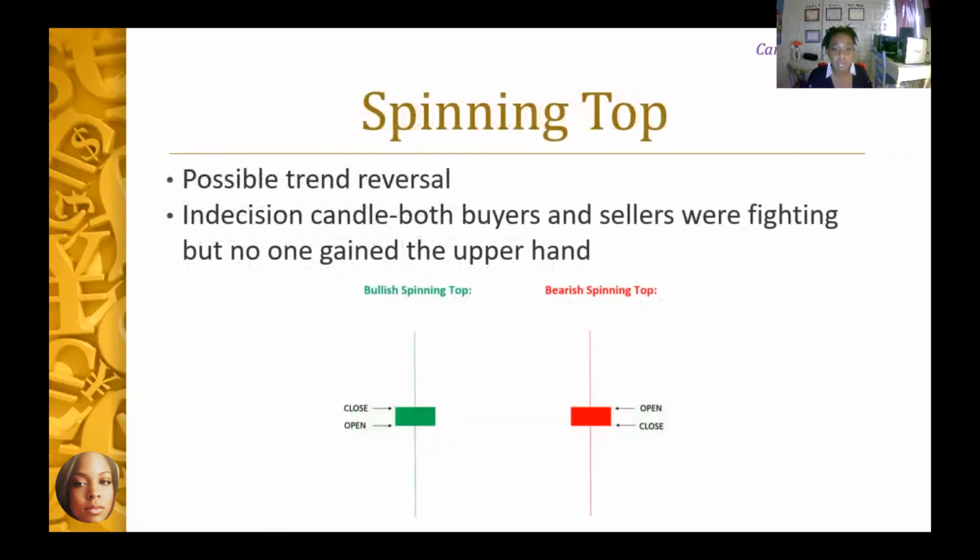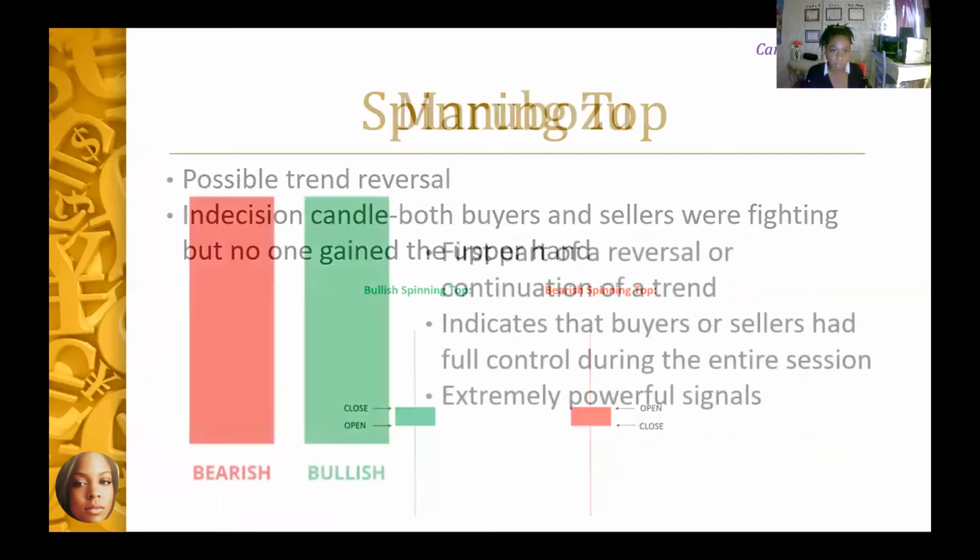Let's move on. Spinning tops. Spinning tops indicate a possible trend reversal. They're indecision candles. The buyers and the sellers were fighting, but no one really gained a super upper hand. These candlesticks can be bullish or bearish, showing that the buyers won a little bit more than the sellers, or the sellers won a little bit more than the buyers. They're really indecision candles, and they're saying, look out for some more signals that the trend might possibly be about to reverse.